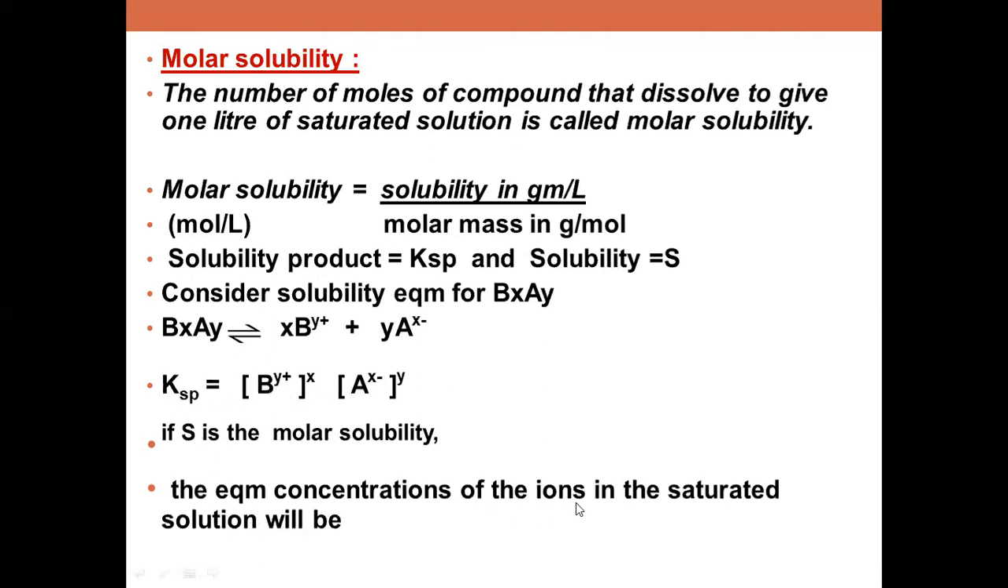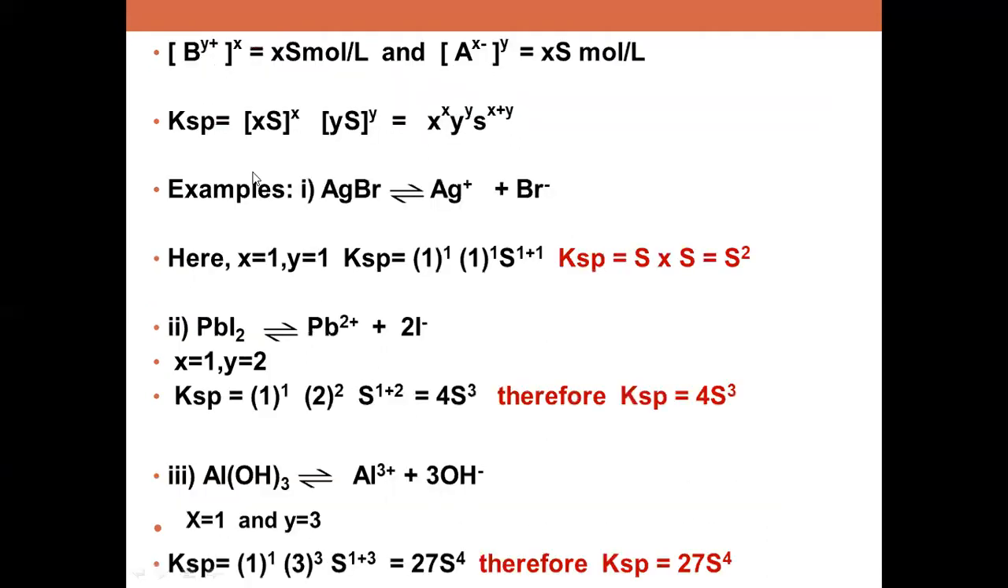The equilibrium concentration of the ions in the saturated solution will be, suppose, B^y+ to the power x is equal to xS mole per liter, and the concentration of A^x- to the power y is equal to xS mole per liter. That means here the value of B^y+ is xS mole per liter and the value of A^x- is xS mole per liter.